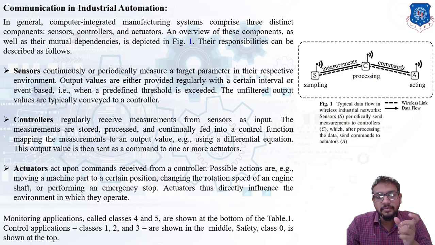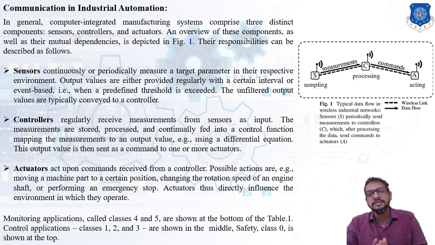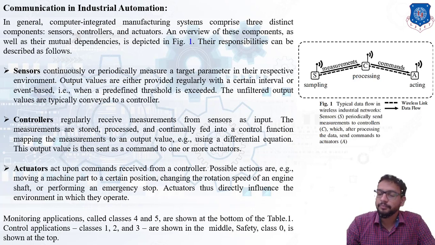So this is an example of how programming will be present in a controller. After doing a calculation, that is after doing the processing, the controller is going to give commands to the actuator. So the measurements are continuously fed into a control function mapping the measurements to the output value, for example using differential equations, that is a mathematical model, as I told. This output value is then sent as a command to one or more actuators.